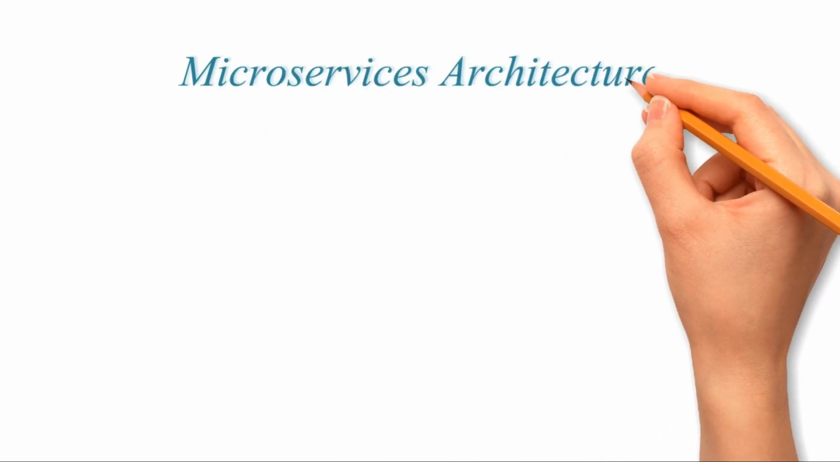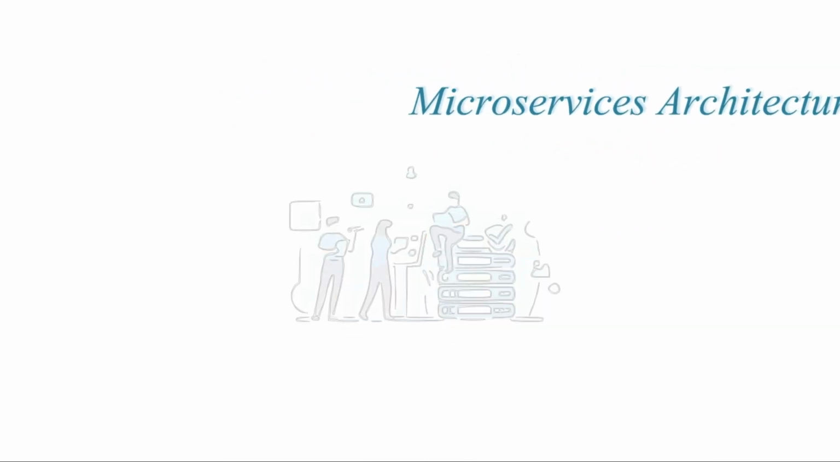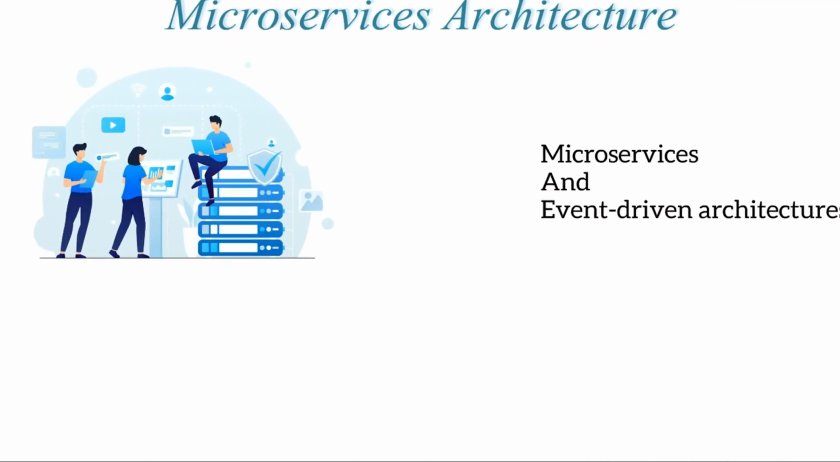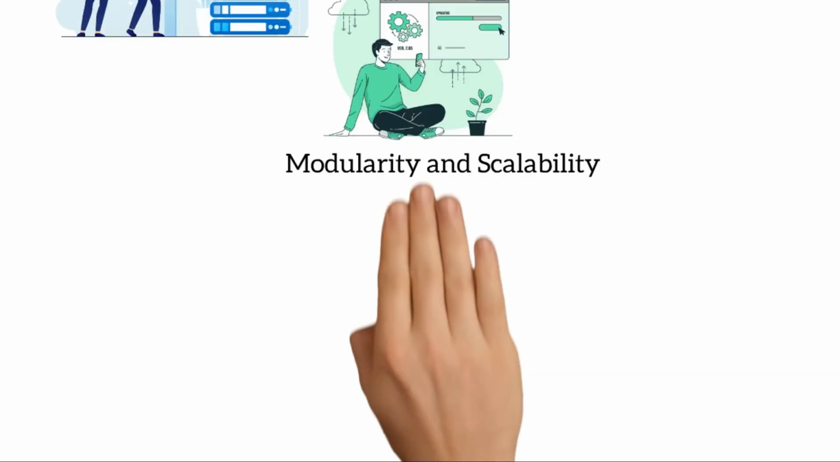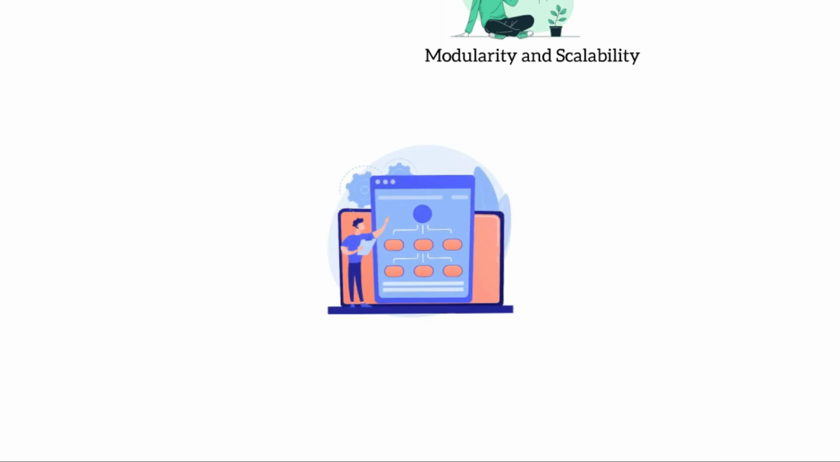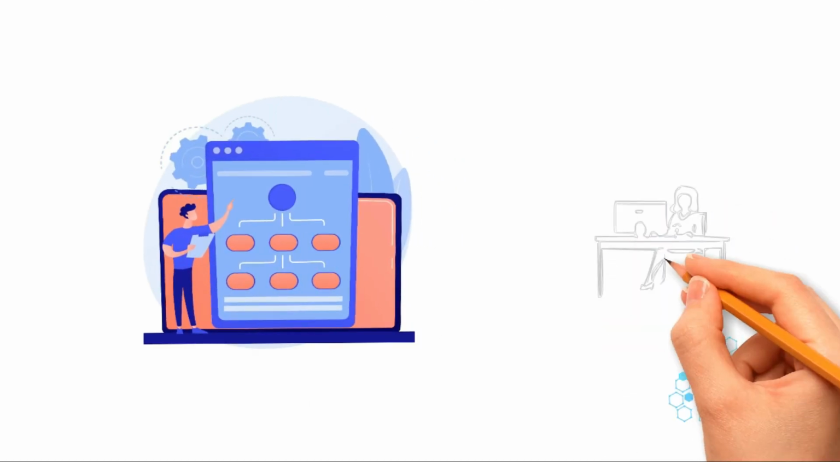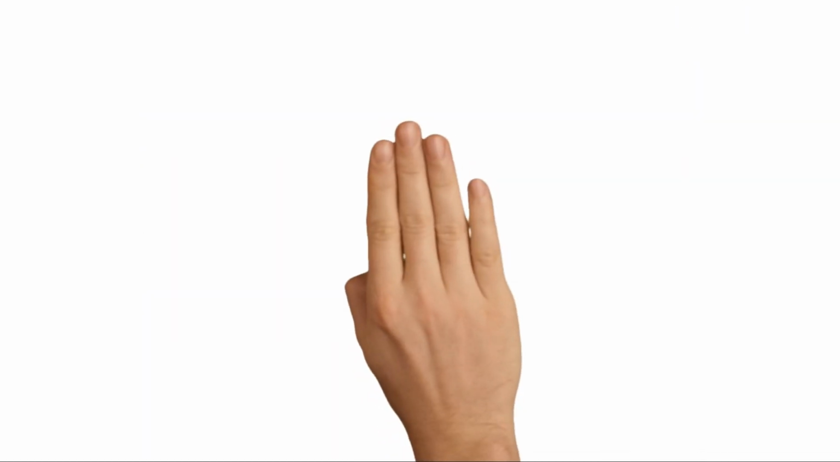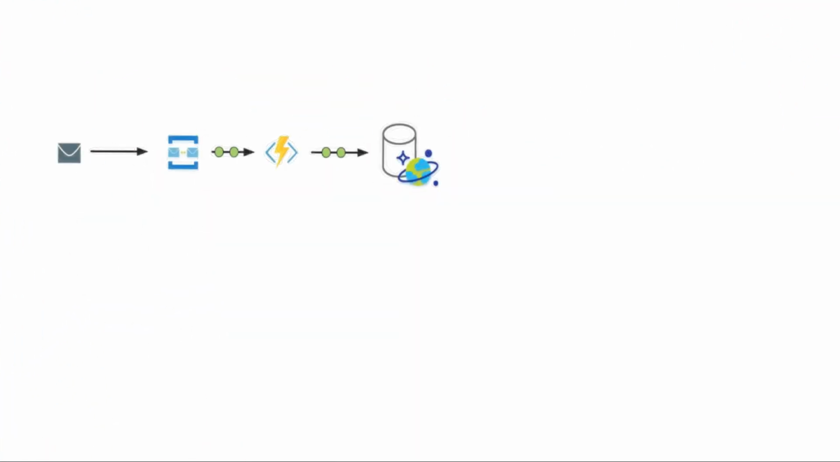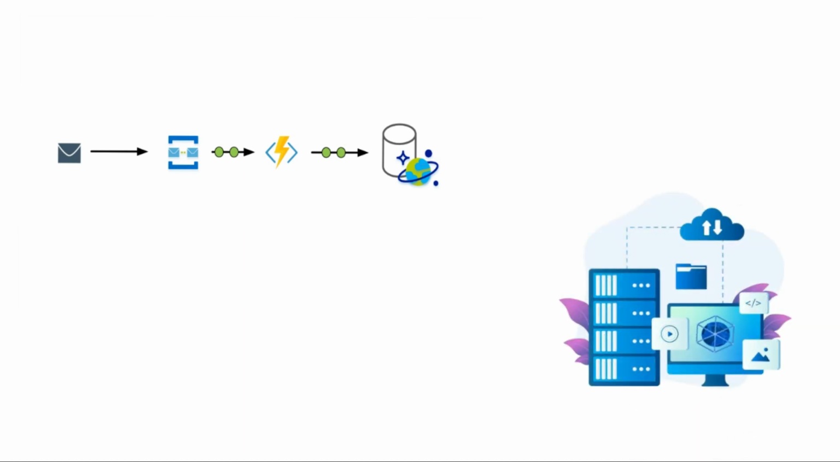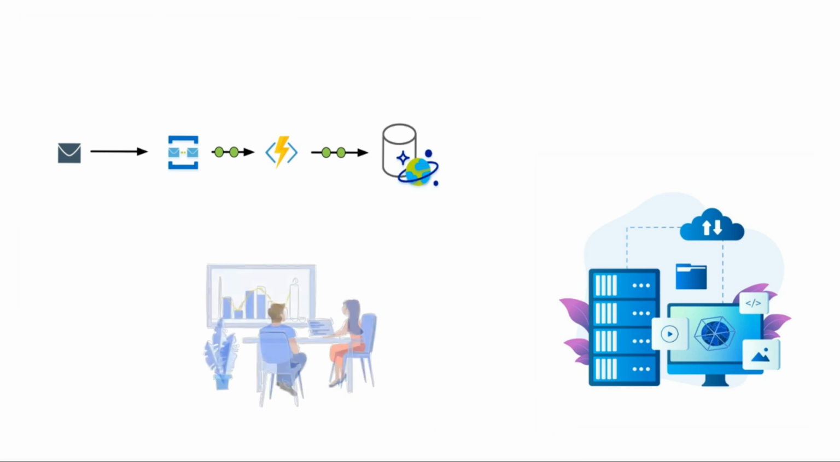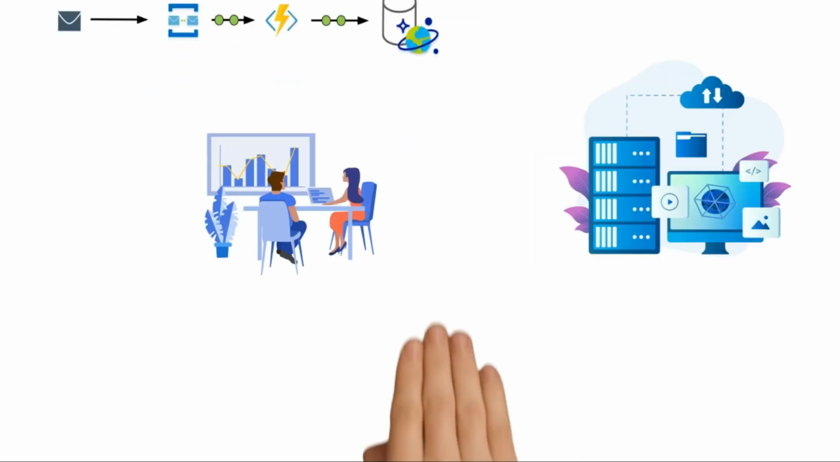Microservices architecture. Serverless architecture supports microservices and event-driven architectures, enhancing modularity and scalability. It allows developers to create small, modular functions triggered by events or requests. These stateless functions can run concurrently, with the cloud provider adjusting resources as needed. By focusing on application code, developers can reduce time to market and costs.